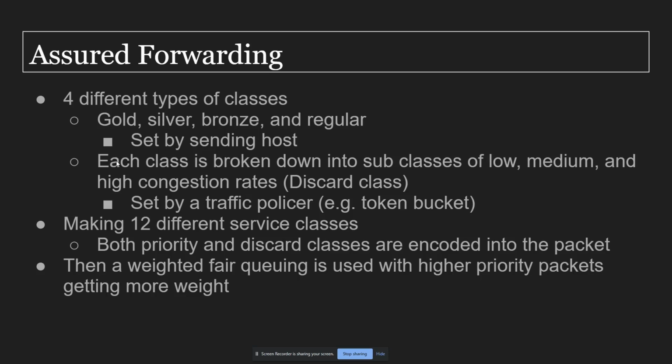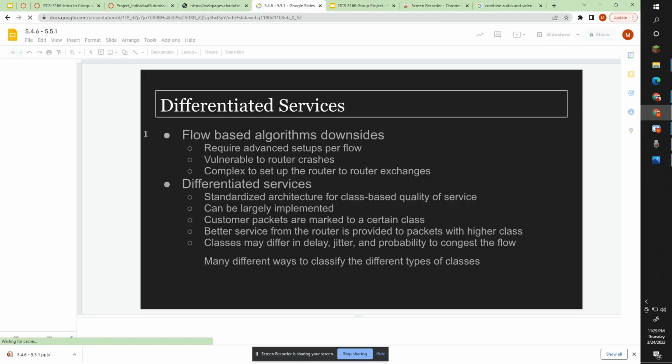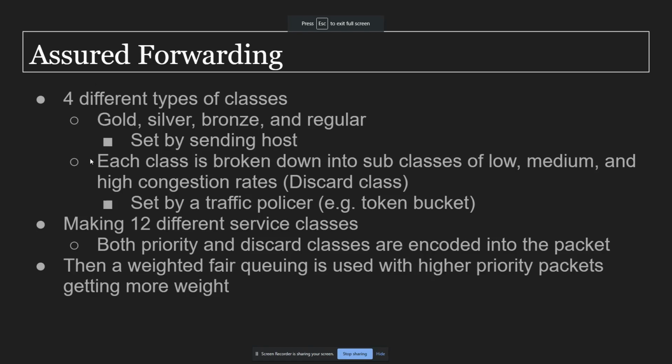Each class, gold, silver, bronze, and regular, is then broken down into subclasses of low, medium, and high congestion rates. This is also known as a discard class. So the gold would have a low, medium, and high discard class, as well as silver, bronze, and regular having low, medium, and high discard classes. This discard class is set by the traffic policer. An example of this is the token bucket, which was gone over earlier in the presentation.